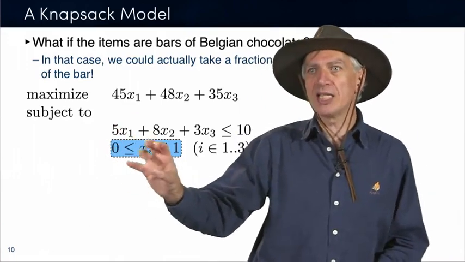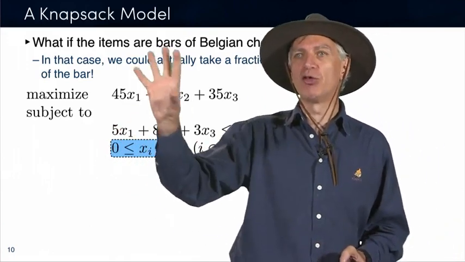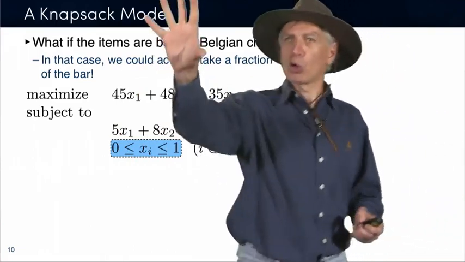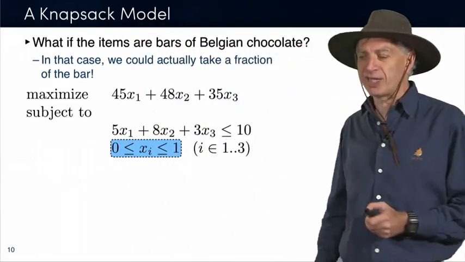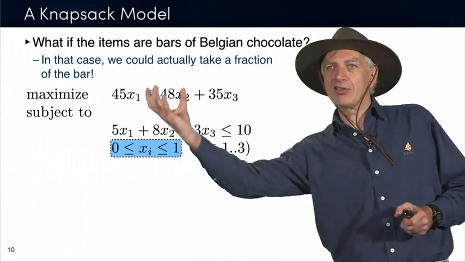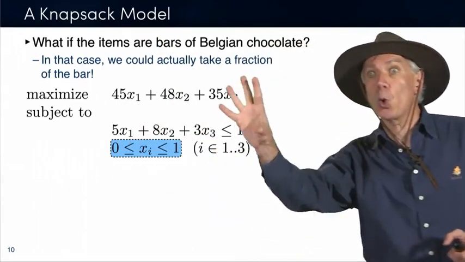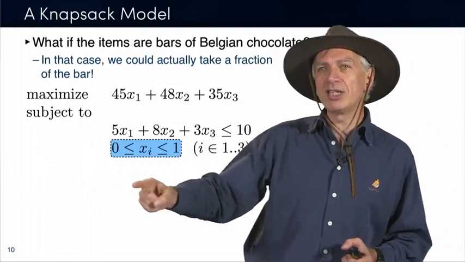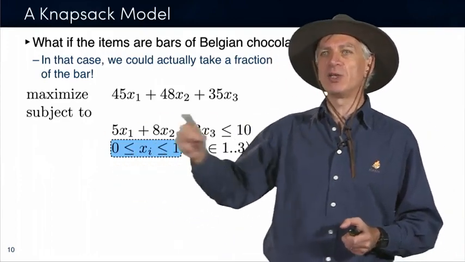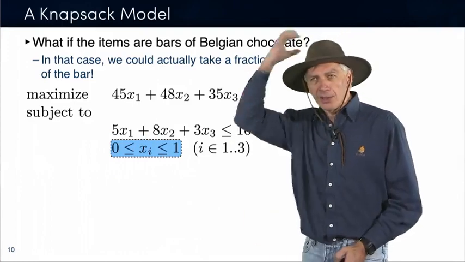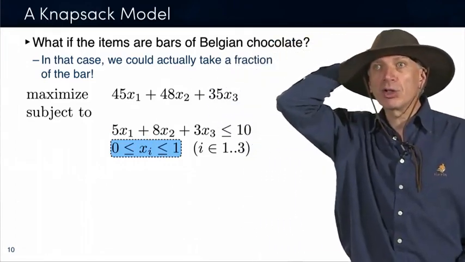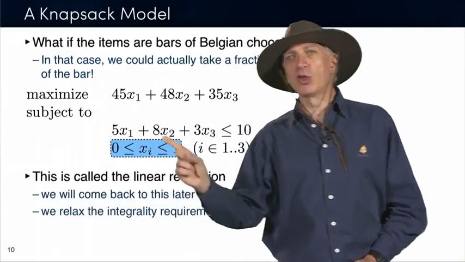Only what I'm doing here is saying that I can take a fractional value of this particular decision variable. I can take a quarter of it, or half of it, or something like this. And so I get this optimization problem, which is almost the same as before, except that the decision variables can now take any fraction between 0 and 1. Now you can ask, is that problem easy to solve? Well, this problem is called the linear relaxation.